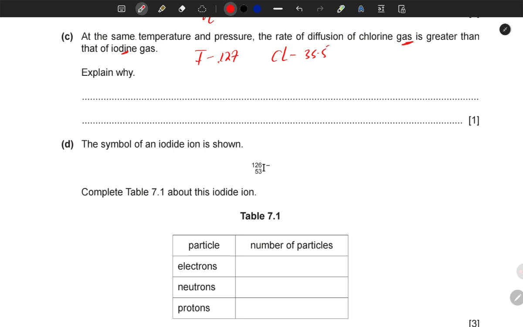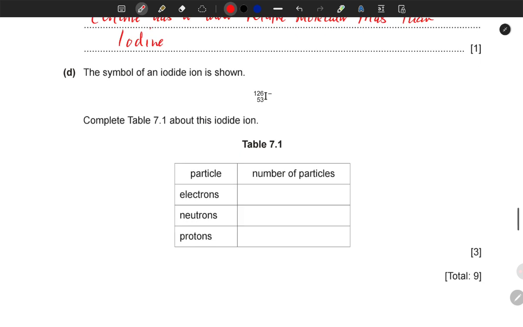Okay, are we there? So we can say chlorine has a lower relative molecular mass than iodine. That's all.